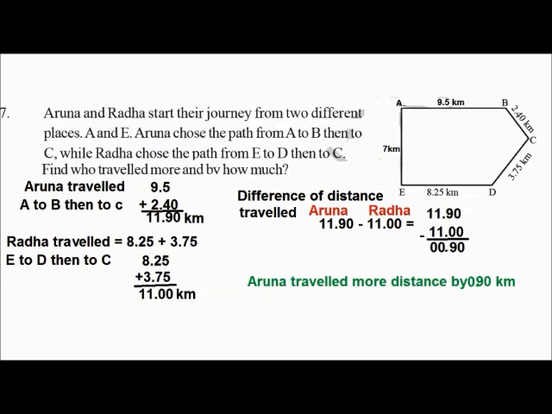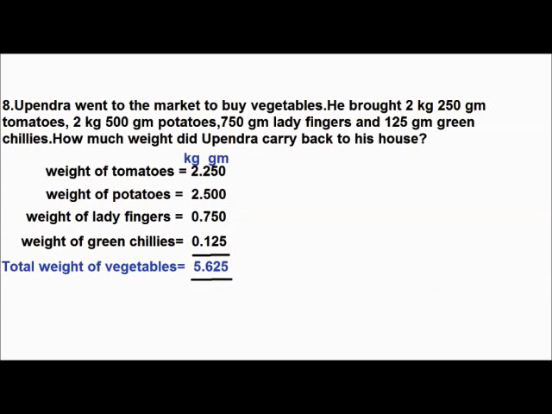Observe these problems. Aruna and Radha start their journey from two different places, A and E. Aruna chooses the path from A to B, then to C, while Radha chooses the path from E to D, then to C. Find who travelled more and by how much. Aruna travelled A to B, then to C, that is 9.5 plus 2.40, that is 11.90 kilometers. And Radha travelled 8.25 plus 3.75, that becomes 7 kilometers. Difference of distance travelled by Aruna and Radha is 11.90 minus 11, that is 0.90. Aruna travelled more distance by 0.90 kilometers.